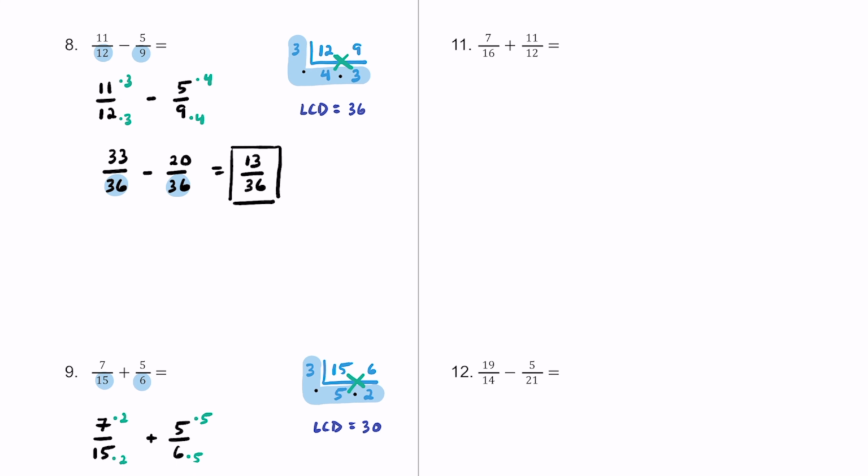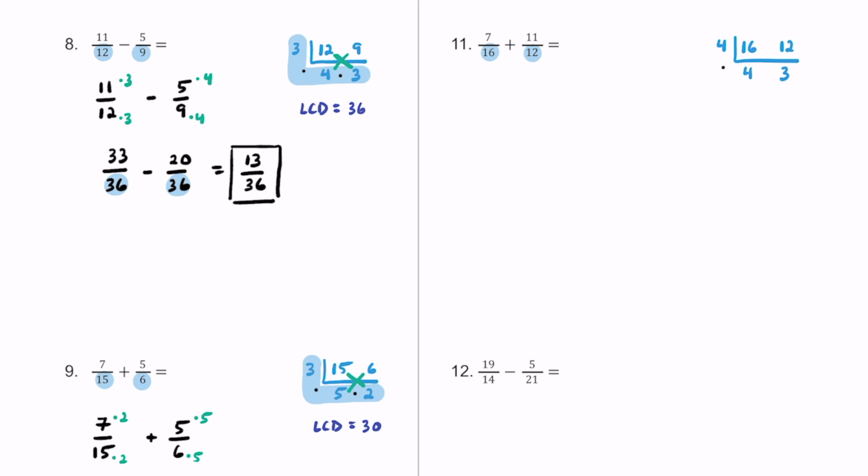For number 11, we have 7 16ths plus 11 12ths. Okay, so we have different denominators, but we'd like to make them the same. And let's go ahead and take 16 and 12 and do this together. So we have 16 and 12. What do they have in common here? Well, I think we can do a 4. 4 times 4 is 16, and 4 times 3 is 12.